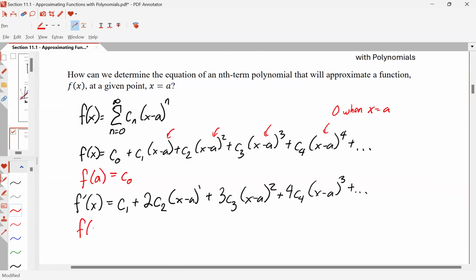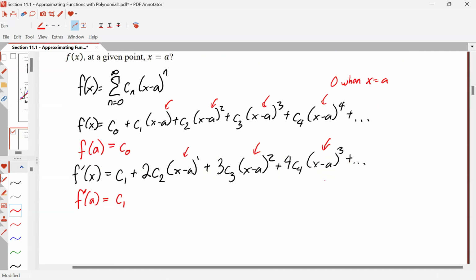What happens when we plug in a to the derivative? The same thing. That will become 0, that will become 0, that will become 0. All that's left is the first coefficient. Let's keep repeating this pattern.